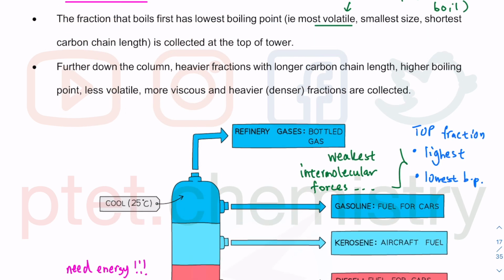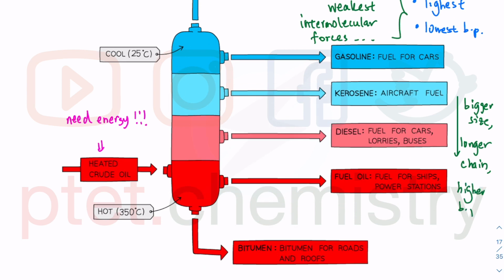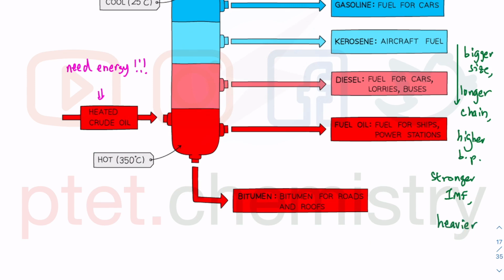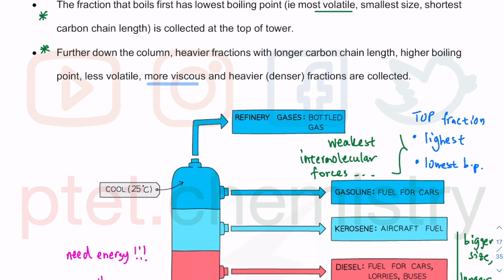And we need to talk about at the bottom, at the opposite end, further down in the column. As we go down the column, the fractions we're collecting would get bigger in size. So bigger size, longer chain meaning more carbon in the chain. Therefore, we can talk about higher boiling point due to stronger intermolecular forces. Therefore, higher boiling point. We can talk about heavier fraction as well. So all these are basically the fractions that we're supposed to get. There is also one more thing. This is called more viscous. So viscous is like the stickiness. So why is it getting more viscous?